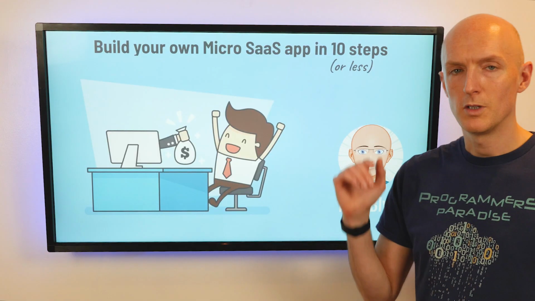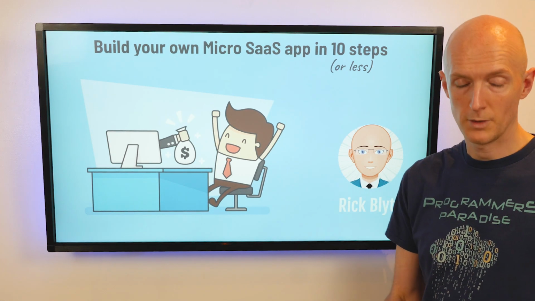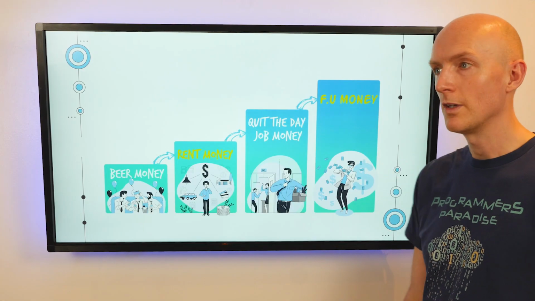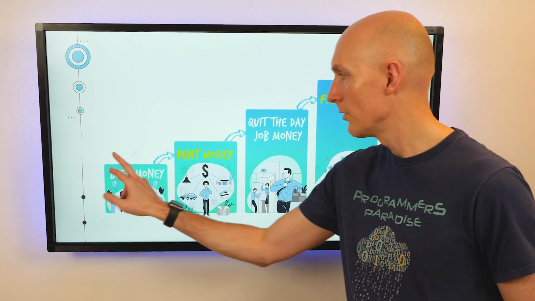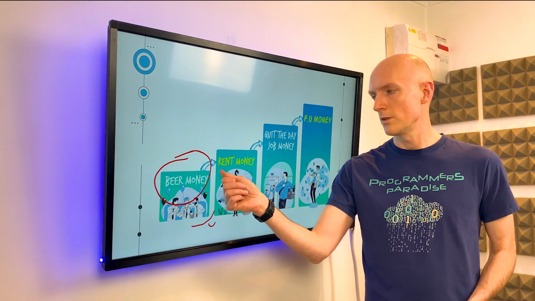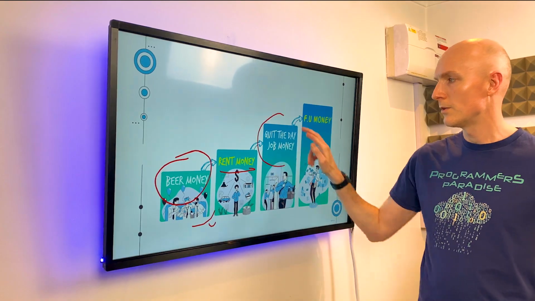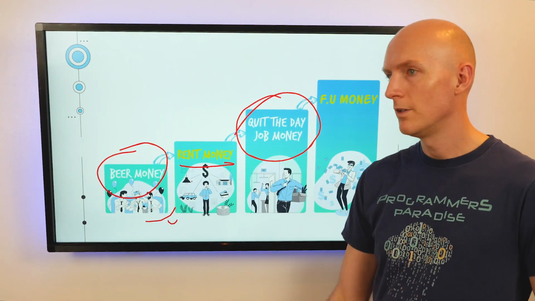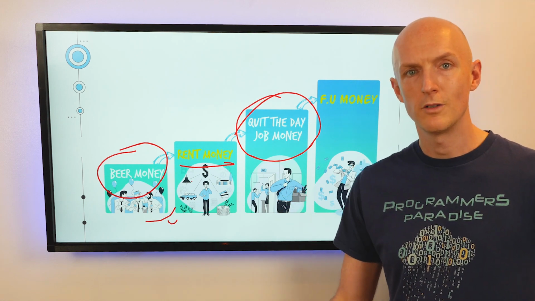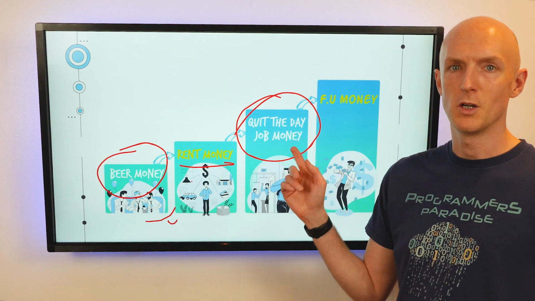Now I say or less because it depends on what your target is for your Micro SaaS app. You know, there's different targets that you can have. So in some cases, you might just be saying, I want to do this on the side and I want to just get some beer money going. And in other cases, you might say, actually, I want that to pay for my rent. That would be great. For me, it was much more about the quitting the day job sort of money. Once I tasted that beer money, the rent money and the potential of it, I was absolutely hooked and thought, brilliant. I'm going to be focusing on Micro SaaS to the point that I can quit the day job.